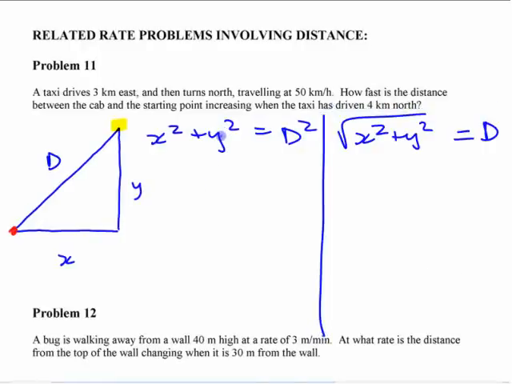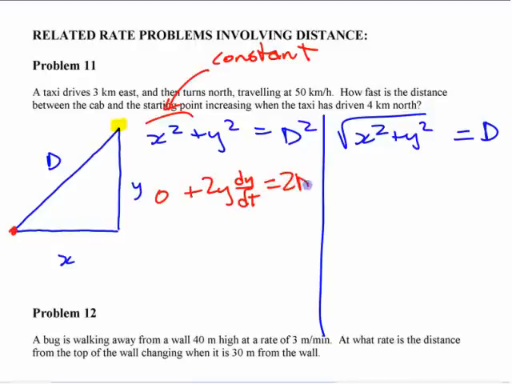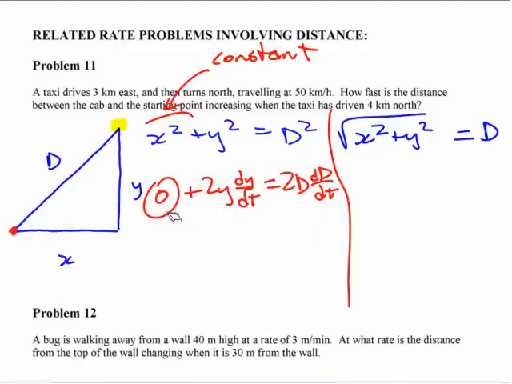It probably helps to put in some constants first, or at least realize they are constants. Which thing is a constant here? This is constant, right? The fact that it's constant means when you differentiate both sides, it disappears. 0 plus 2y times dy/dt equals 2d times dd/dt. You notice that this is 0 here. You can just totally ignore it.